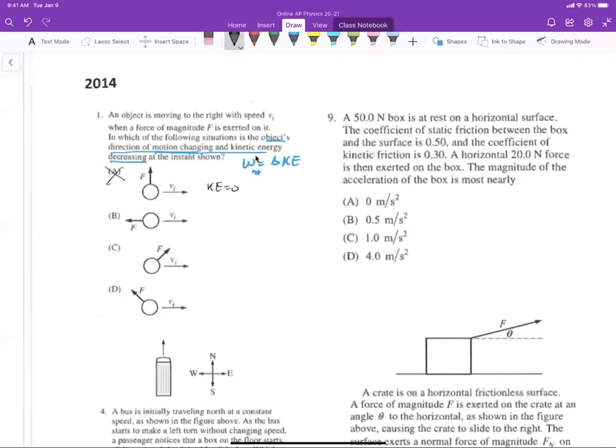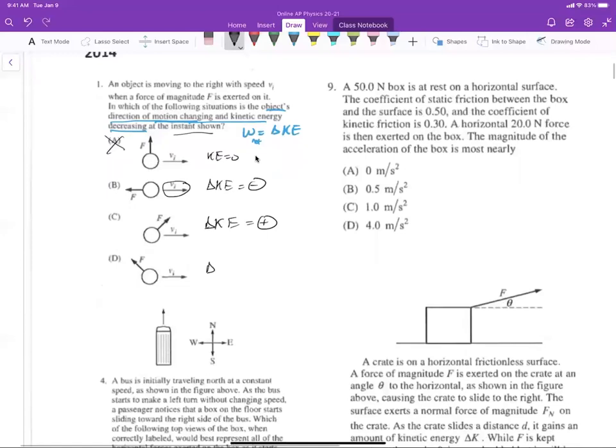In this situation, I do have a change in kinetic energy that is negative, so I'm decreasing, but I'm not changing direction until it comes to a stop. And this is at the instant shown. So I would have to come to a stop and then I would change direction. In this one, delta KE is positive. I am going to also change direction, but I'm increasing. Delta KE in this situation is negative and I'm changing direction.